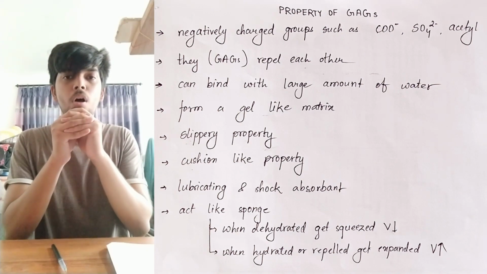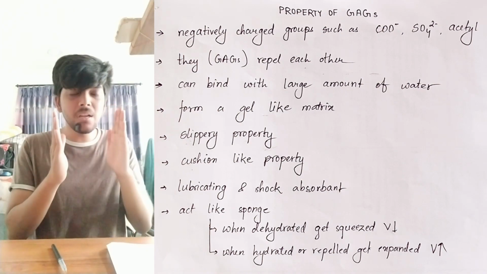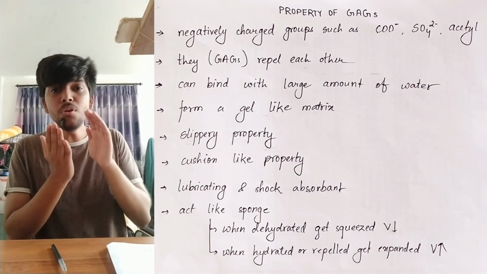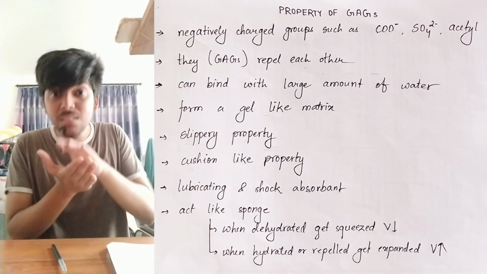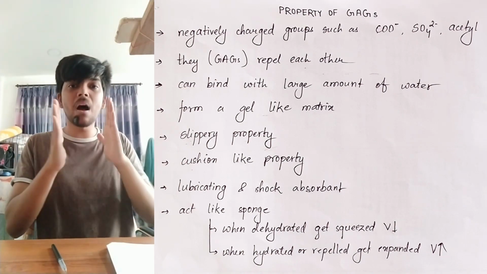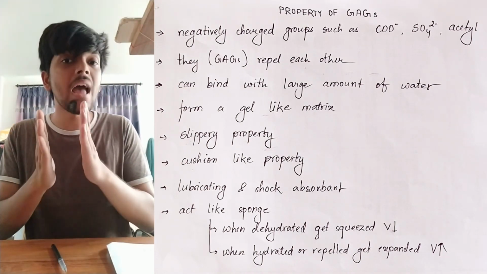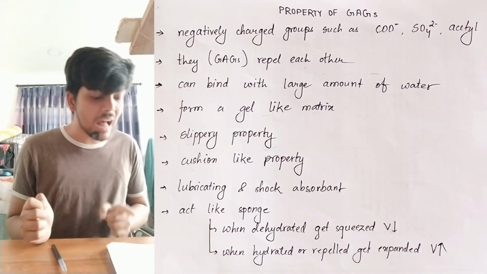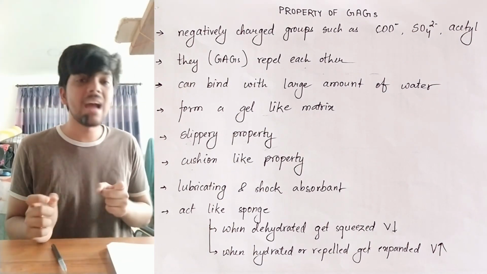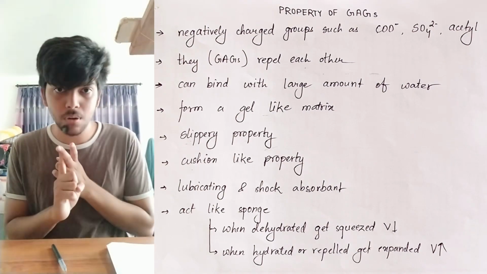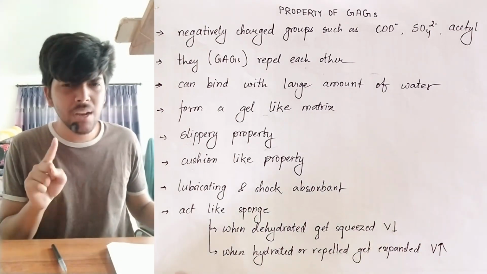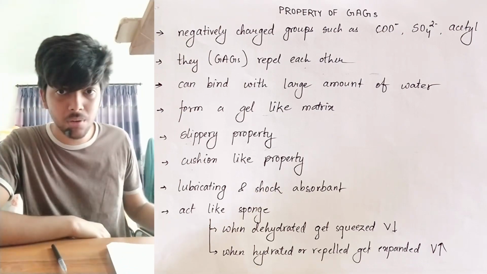it increases in volume. So due to this property of GAG being able to get squeezed and then expand, squeeze and expand, squeeze and expand, it acts as a shock absorber. And this is how GAG acts as number 1, a lubricating agent, and number 2, a shock absorber. From this, I hope you can guess where exactly GAGs are found and what their function is there.